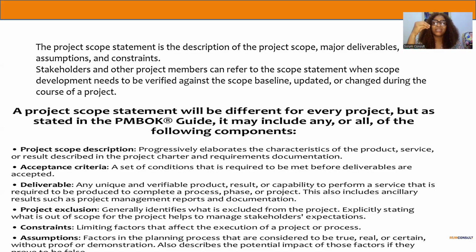For your scope to be said to be, oh, this deliverable has been created, is done, it must meet a certain kind of criteria. You have your deliverables, which is your unique result. You have your project exclusions. Please note, in your project scope statement, you have your project exclusions. What does this project not cover? What is outside the boundaries of this project? What does it not cover?